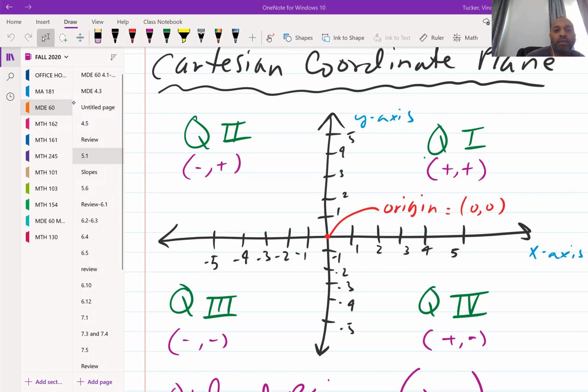So your Cartesian coordinate plane is split up by our axes. You've got the x-axis, which is your horizontal axis, and the y-axis, which is your vertical axis, and we have our quadrants going counterclockwise: quadrant 1, quadrant 2, 3, and 4.